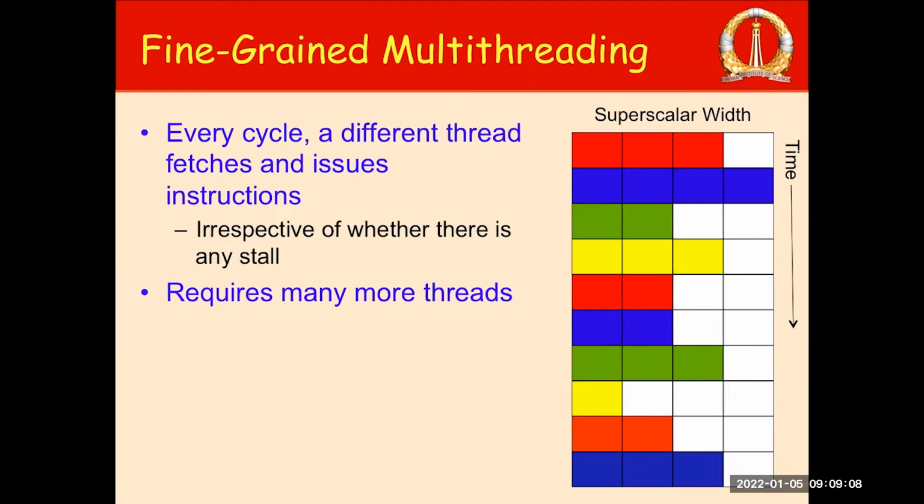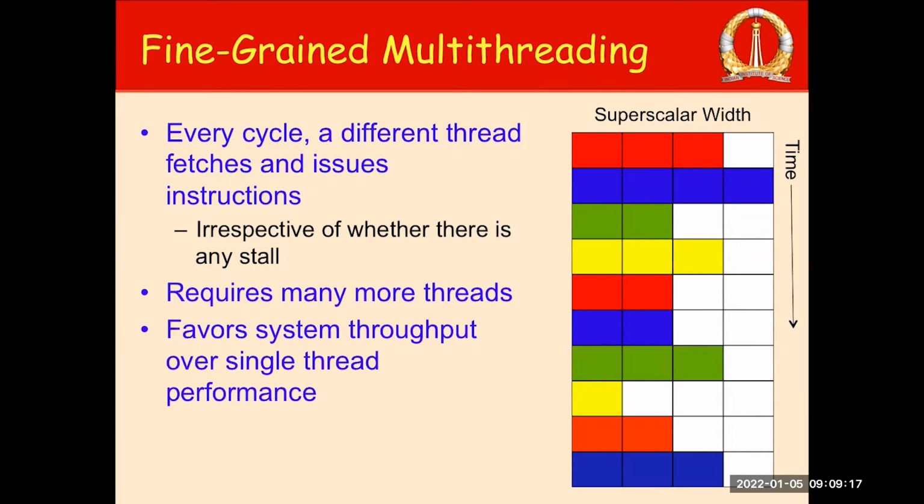Obviously, this requires more threads, at least as many threads as the depth of the pipeline, and perhaps even more. And because you are switching context on every cycle, each thread is going to get processor resources only once every 20 cycles, or once every n cycles. Because of this, the single thread performance is going to be affected. But the system throughput would still be improved.